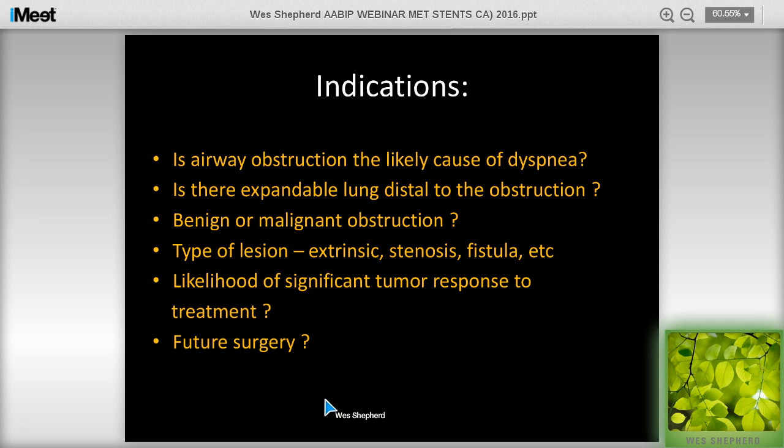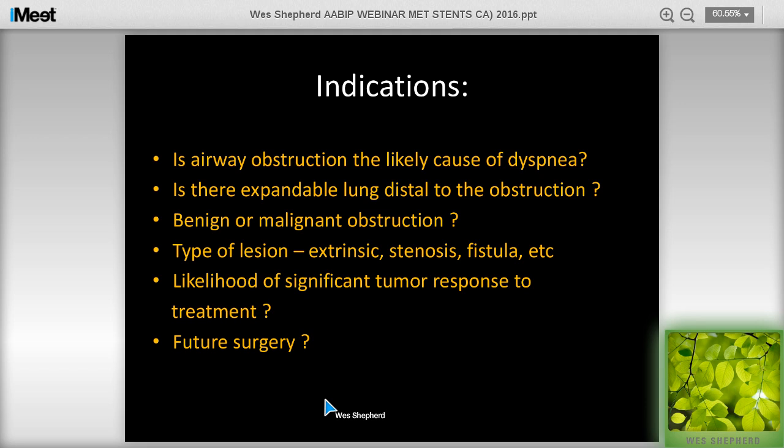So the standard questions I ask myself when I'm thinking about airway stenting, the most important one is: is the airway obstruction the likely cause of dyspnea? Well, that sounds like a very obvious question, but the reality is, in this population of patients that we see with advanced malignancy, there are numerous causes of shortness of breath, as you know, in these patients. They often have pericardial disease, pleural disease, pneumonia, pulmonary embolism, advanced emphysema. So it is important to discern how much of their symptoms are truly coming from the airway obstruction.